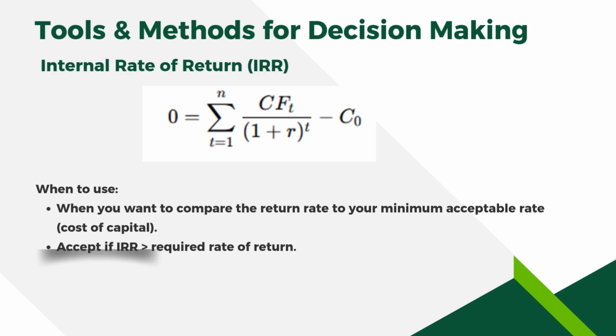Best for long-term investments with varying cash flows. Internal rate of return, IRR. IRR is the rate r that makes the NPV equal zero. Formula: 0 equals the sum of cash flows of the period minus initial investment. When to use: when you want to compare the return rate to your minimum acceptable rate, cost of capital. Accept if IRR is greater than the required rate of return.